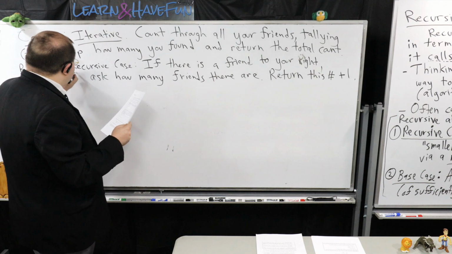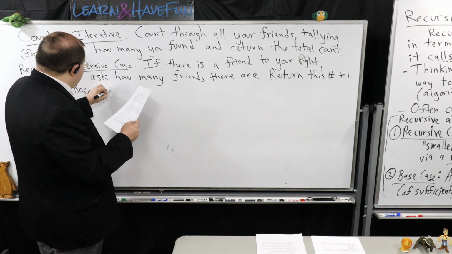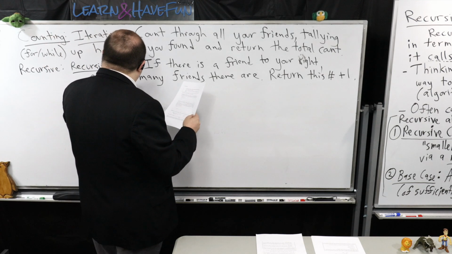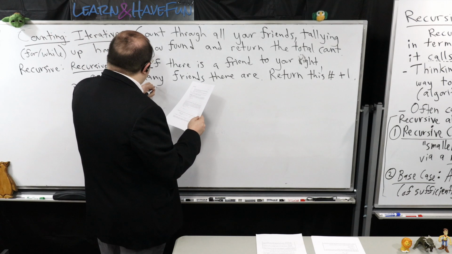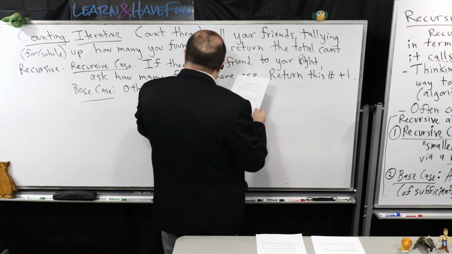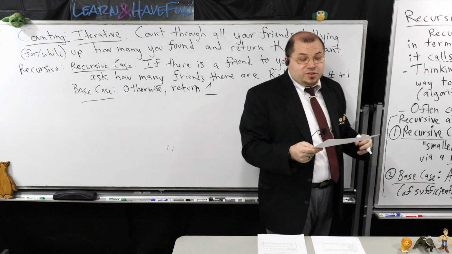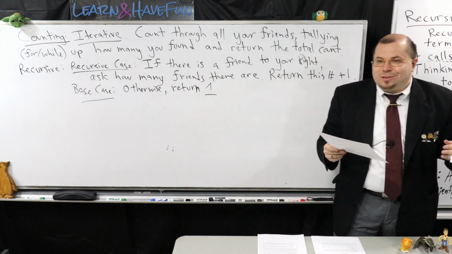The base case would simply be that you have no more friends on your right, right? Otherwise, you return 1. This is just for yourself because there's no more friends to count.